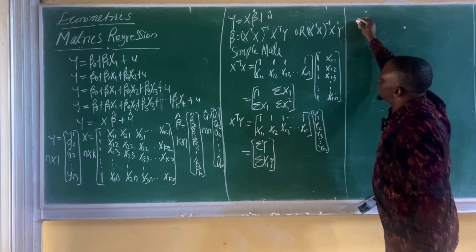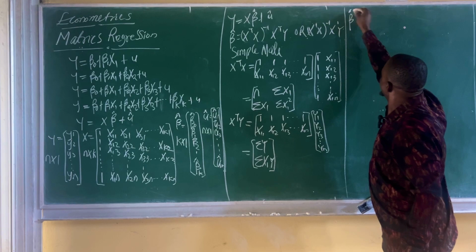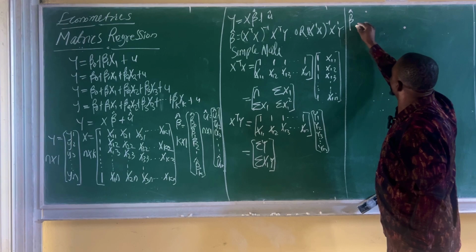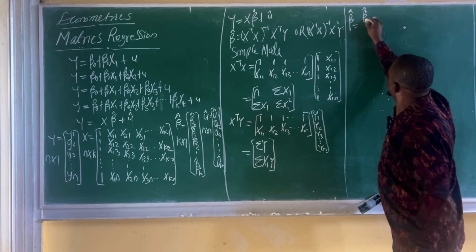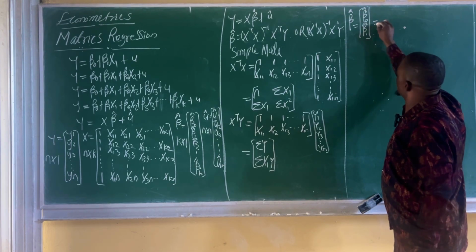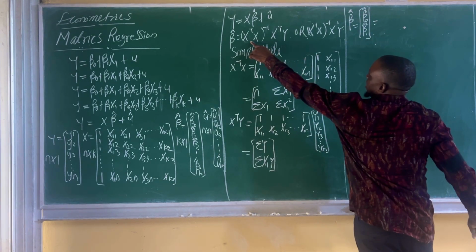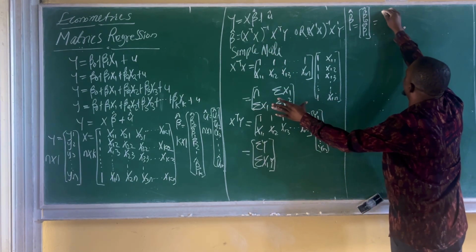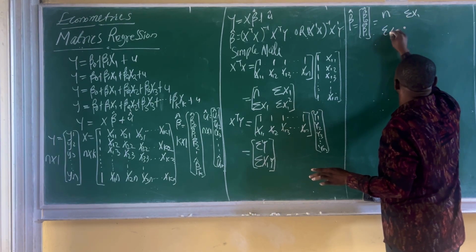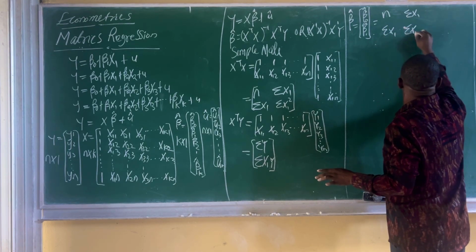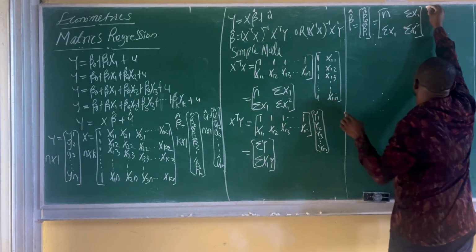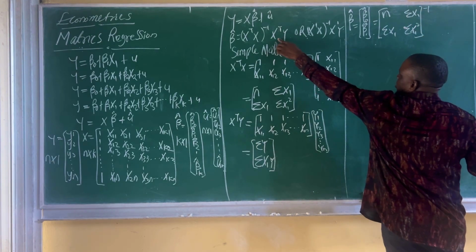So you see that our beta hat for two variables, a simple model, is equal to beta 0 and beta 1, which is equal to, now the next thing is x transpose x, which we obtain as n, summation of x1, summation of x1, and summation of x1 squared. But note that there is an inverse here. So we'll put the inverse and then our x transpose y.